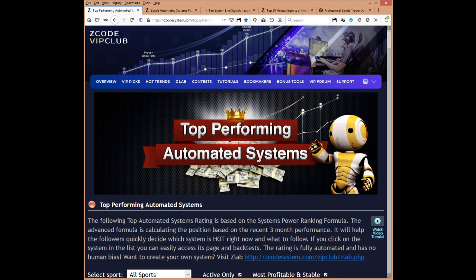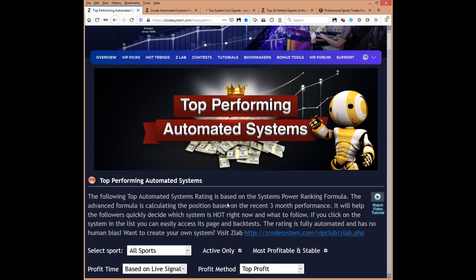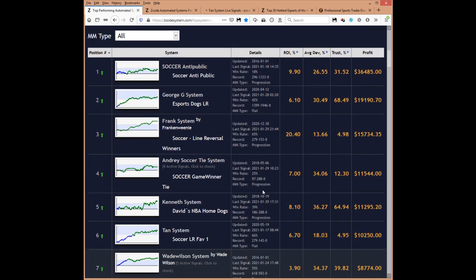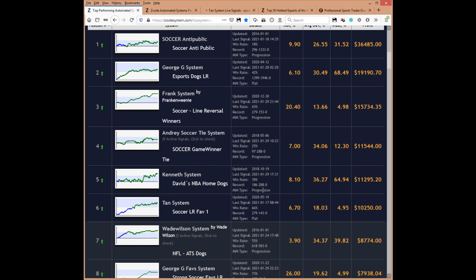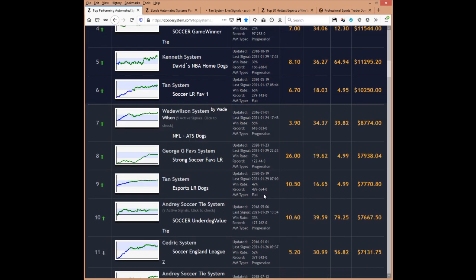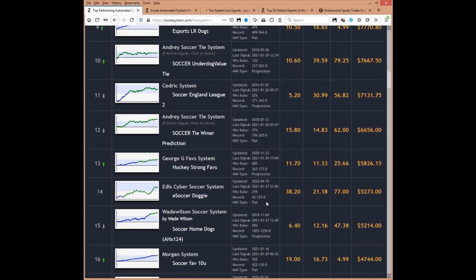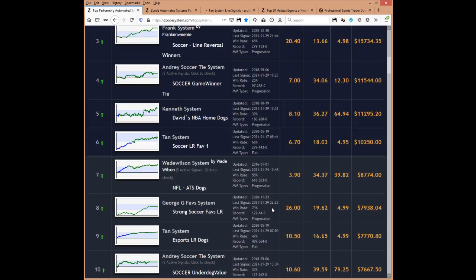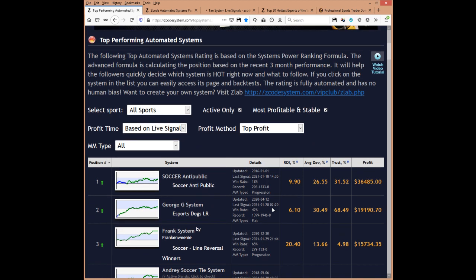With over 250 plus automated systems, it's easy to get overwhelmed fast and lose yourself in the myriad trends that we have to offer. That's why we created this automated system ratings list that we call Zcode Top Systems. This list contains all our best and active automated systems that generate picks and predictions across various sports and makes it so much easier for you to follow the most effective and profitable ones.